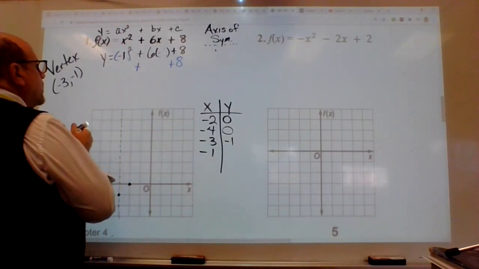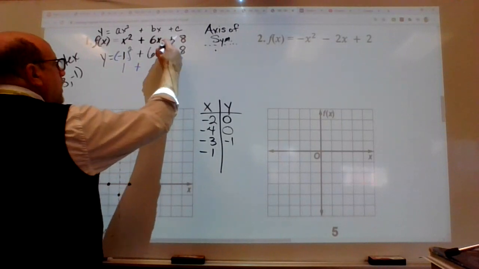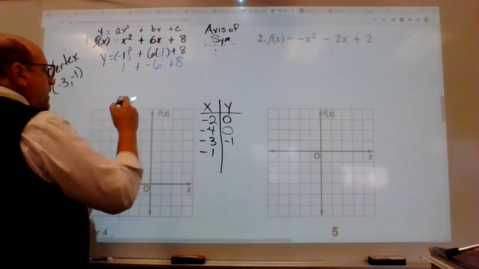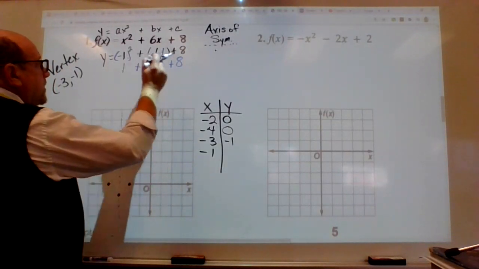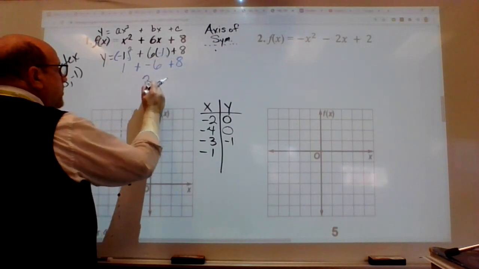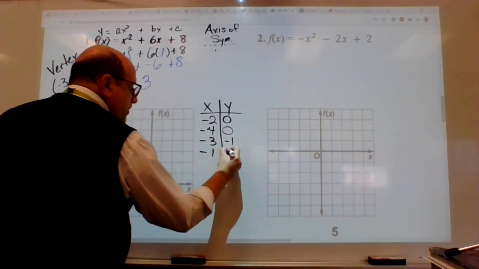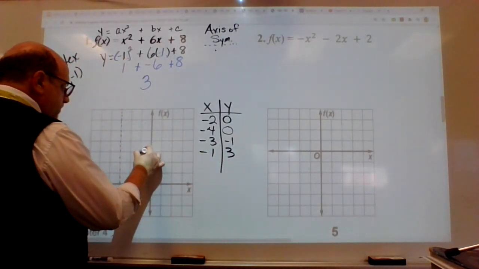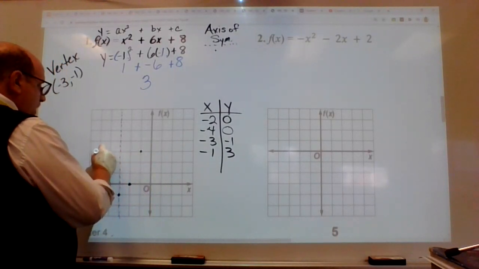-1. Oops, I'm doing it in the wrong color, but I don't care. -1 squared is 1. -6 times -1 is 6. And then we have our 8. 1 plus 8 is 9. 9 minus 6 is 3. And that's really important, right? We're going to see that this parabola is now taking shape. And we'll move out one more space and reflect it.